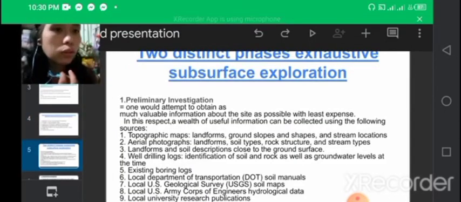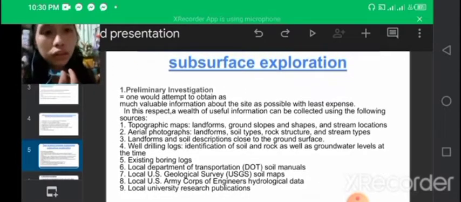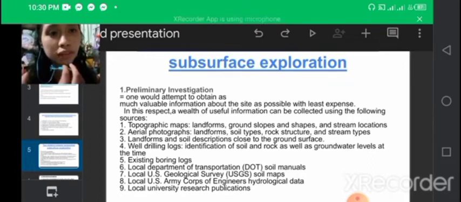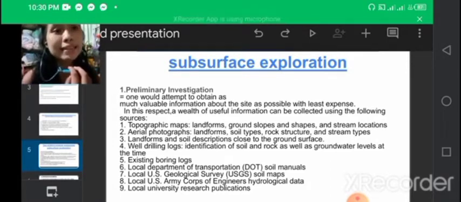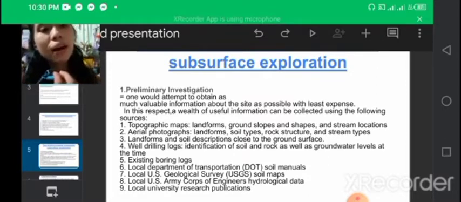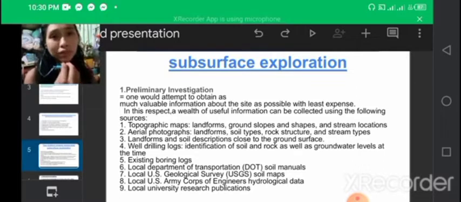There are two distinct phases of exhaustive subsurface exploration. The first one is the preliminary investigation. One would attempt to obtain as much valuable information about the site as possible with the least expense. In this respect, a wealth of useful information can be collected using the following sources.